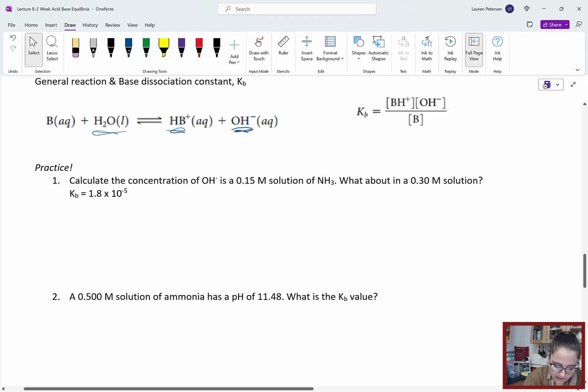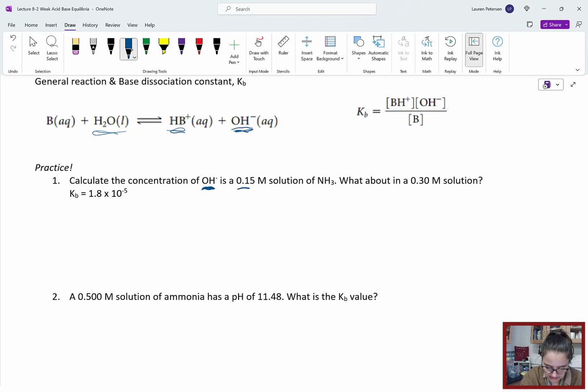This one says to calculate the concentration of OH minus in a 0.15 molar solution of NH3. And we're given the Kb value. Also, we'll do it again in a 0.30 molar solution. If it's twice as concentrated, are we going to have twice the basicity of it? Let's go ahead and find out.